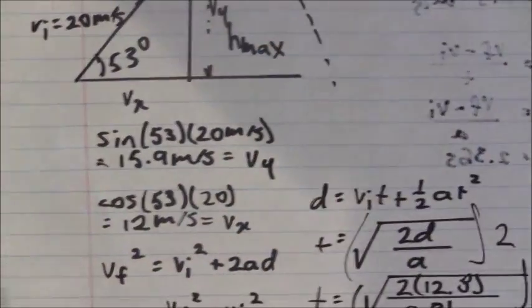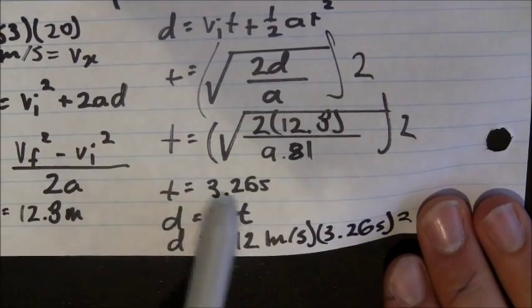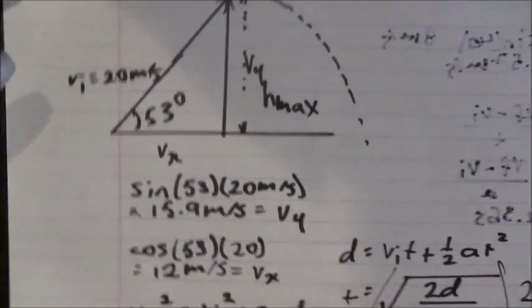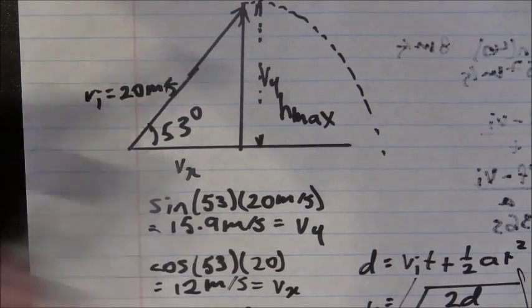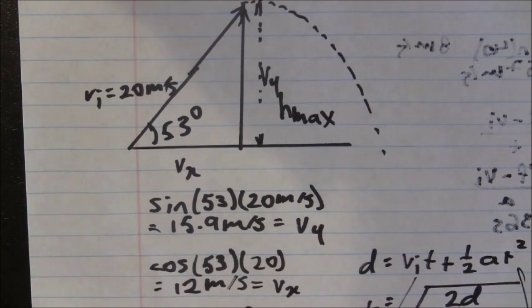All we do with these two is go back to our uniform motion. We know d is V times t. You just directly plug it in, that's all you do. Vx times t will give you dx because d equals V times t. That's how you find range.